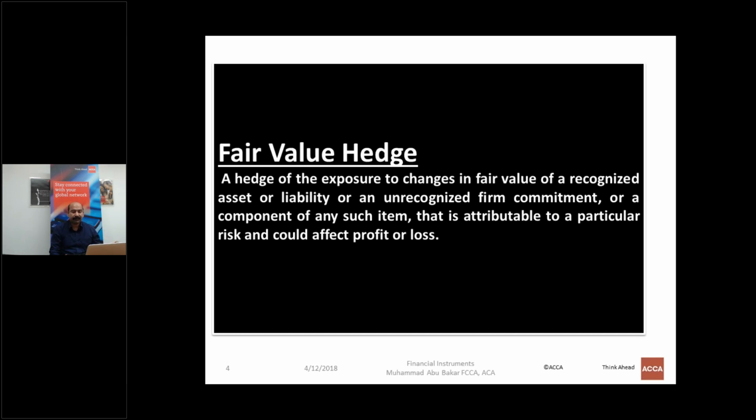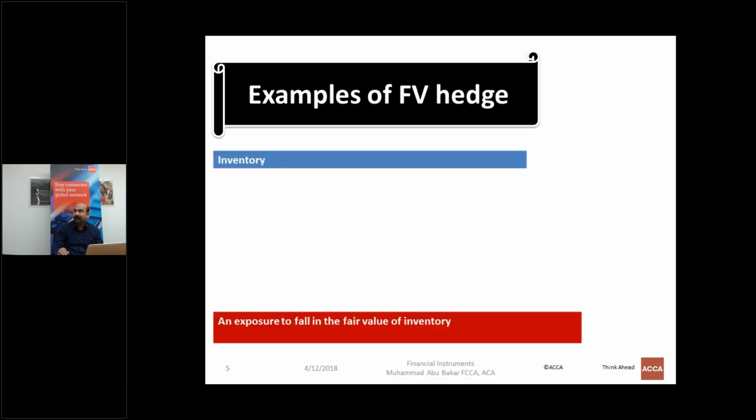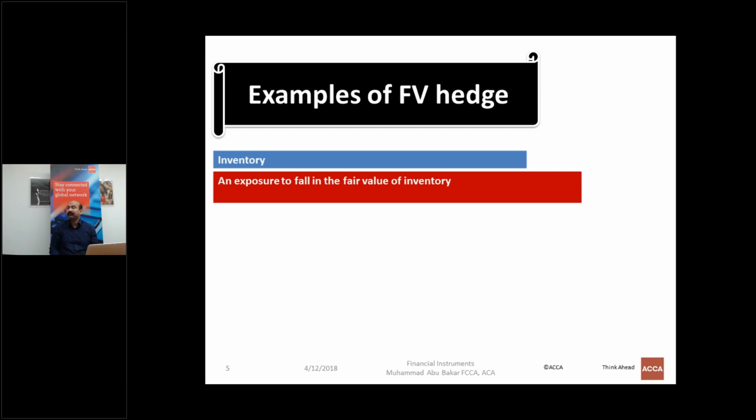See, the important thing is when you want to hedge a fixed rate for floating, this is your fair value hedge. Another example is inventory. In inventory, there is an exposure to a fall in the fair value of inventory. You are holding inventory. This is in your stock. So you are afraid that its price will go down. So that's why you enter into a hedge, and that hedge will be termed a fair value hedge.